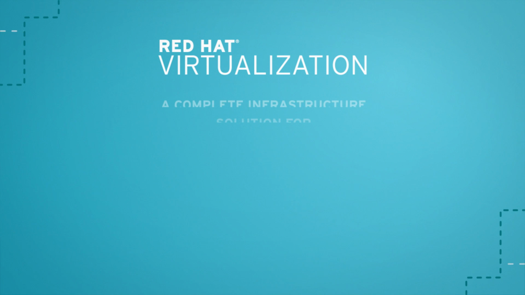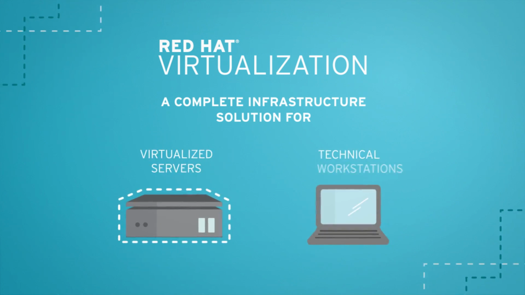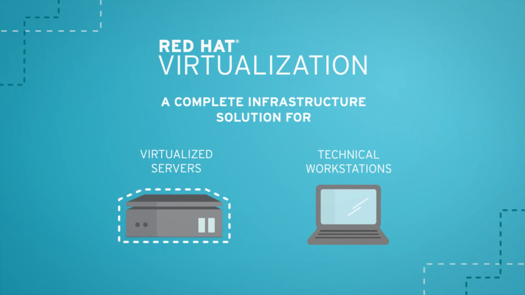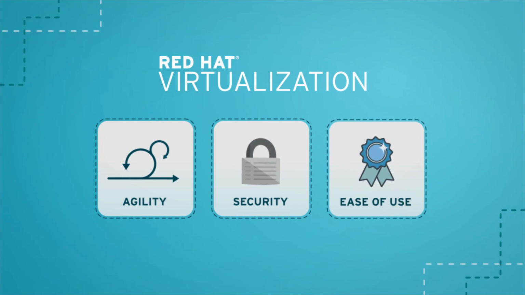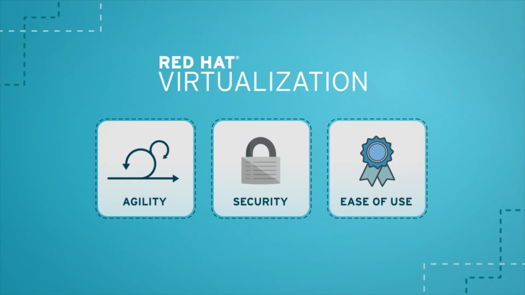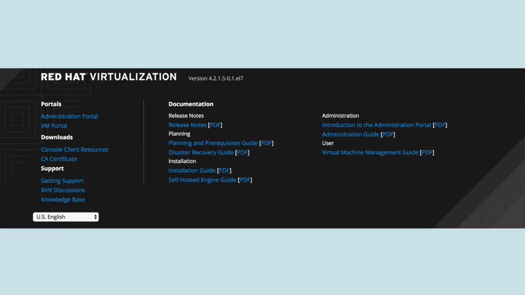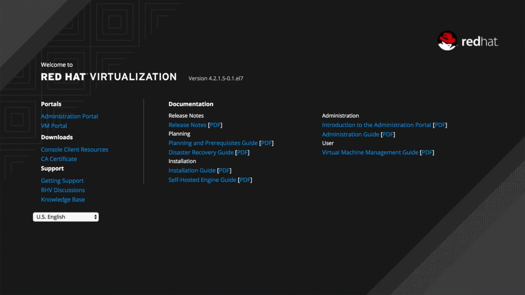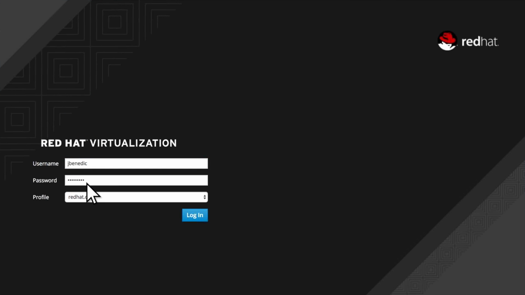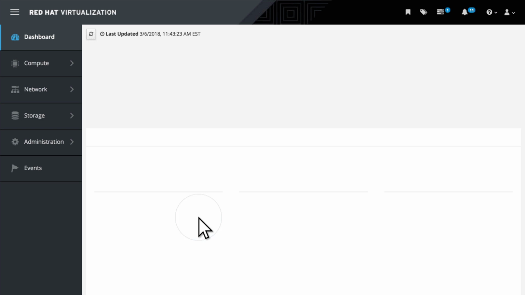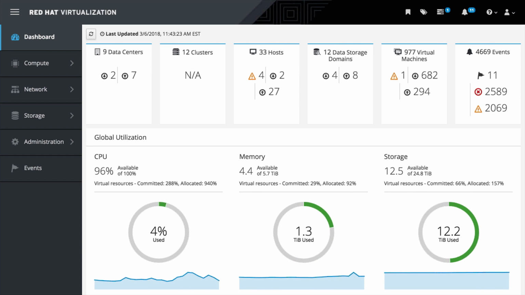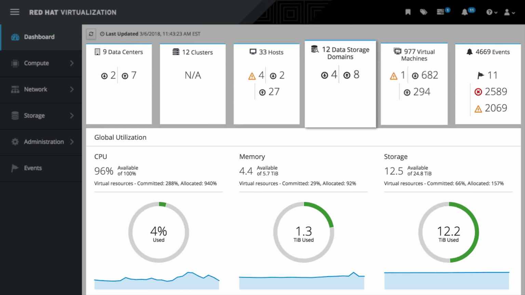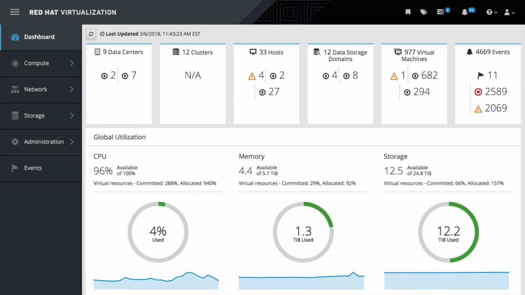Red Hat Virtualization is a complete infrastructure solution for virtualized servers and technical workstations, delivering agility, security, and ease of use for your resource-intensive workloads. Built on the powerful Red Hat Enterprise Linux platform and kernel-based virtual machine, Red Hat Virtualization can help your organization optimize its IT infrastructure with better performance, competitive pricing, and a trusted Red Hat environment.